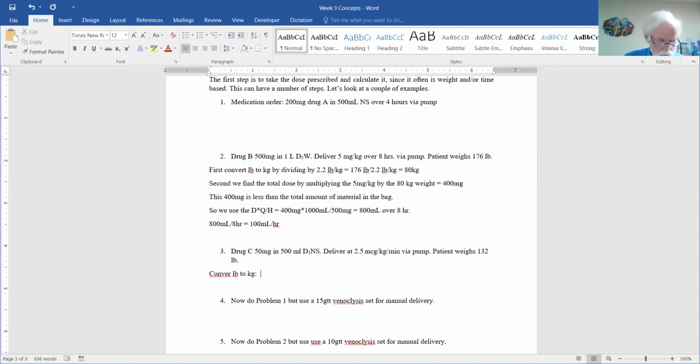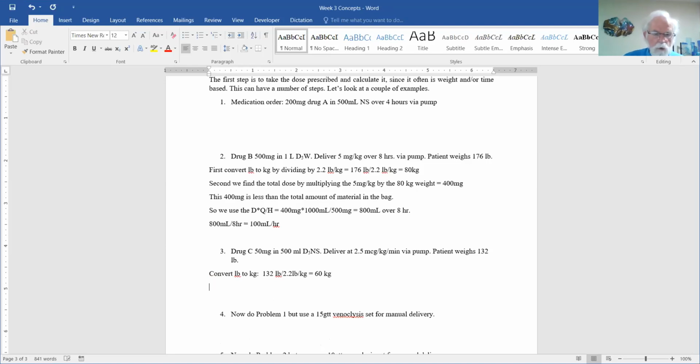And we get 132 pounds divided by 2.2 pounds per kilo, and that's going to equal 60 kilograms. Okay, so we convert that first, and now we have to find the total dose.